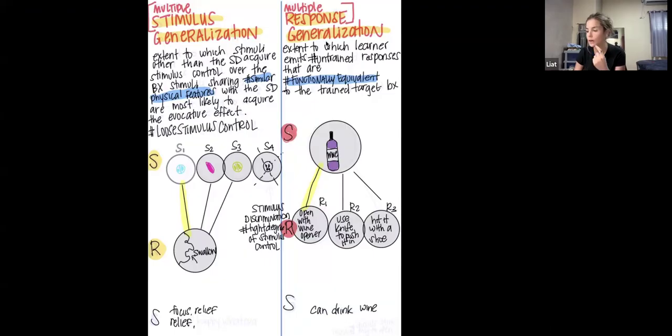Okay. Now, the important thing here is the functionally equivalent part. If there are multiple responses that look completely different when you physically look at them, that is going to be response generalization. Now, listen up. What do a lot of people confuse? They're going to be like, Liat, but there are multiple stimuli here, right? There's a wine opener, that's a stimulus. There's a shoe. There's a knife.